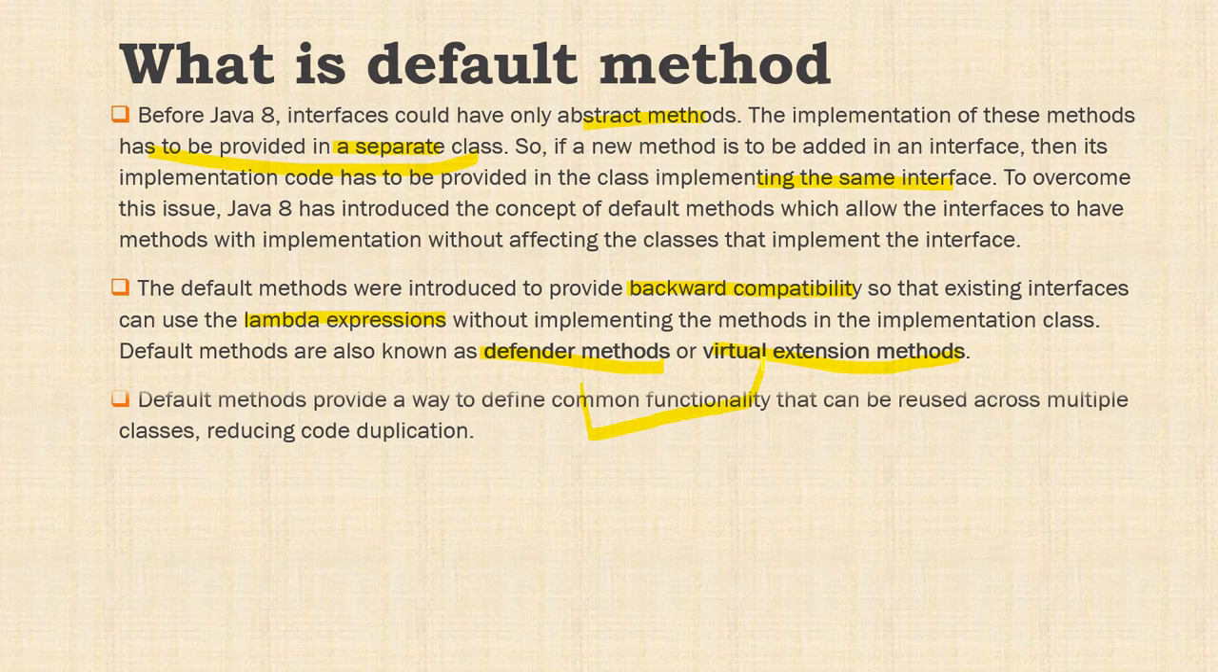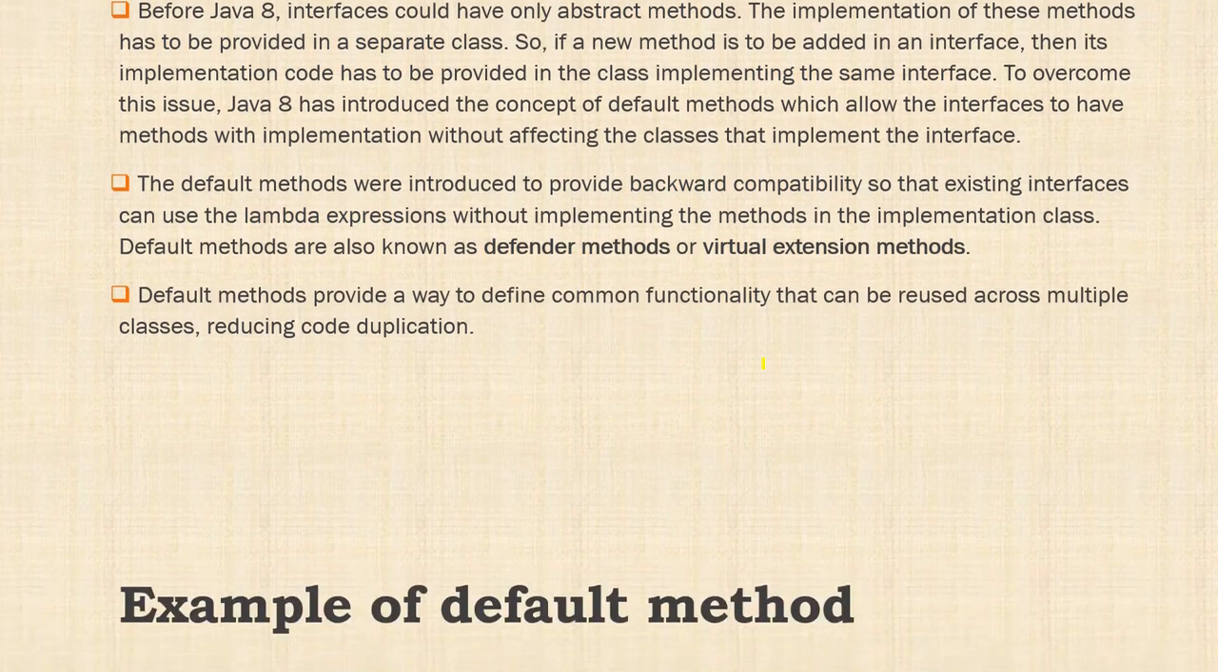Default methods provide a way to define common functionality that can be reused across multiple classes, reducing code duplication. If you provide a default method inside an interface, then every class implementing that interface can reuse it. Or if you don't want to use the same logic, you can override it and write your own logic. This is also a way.